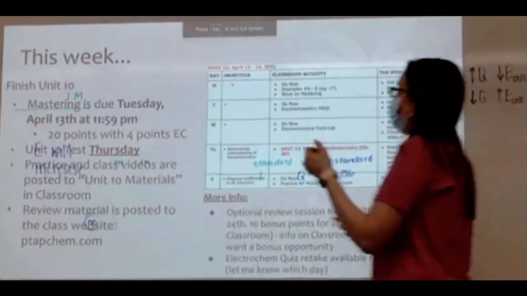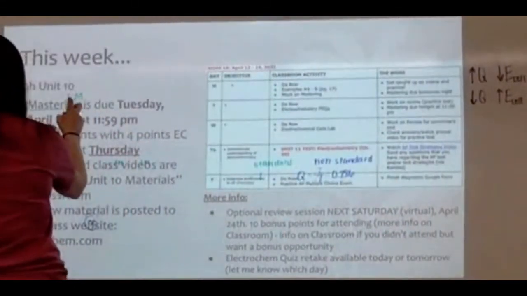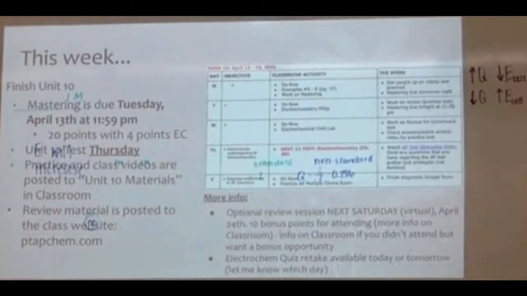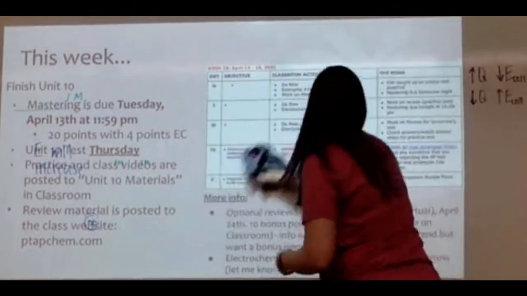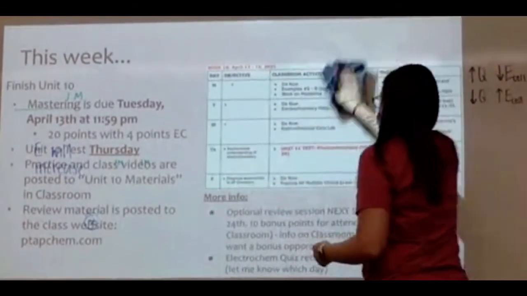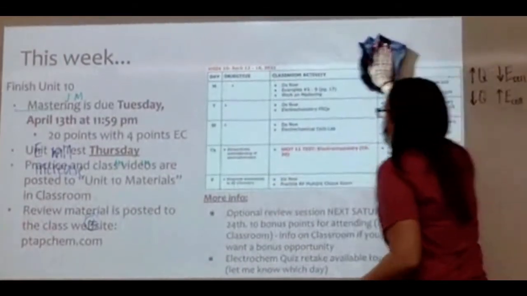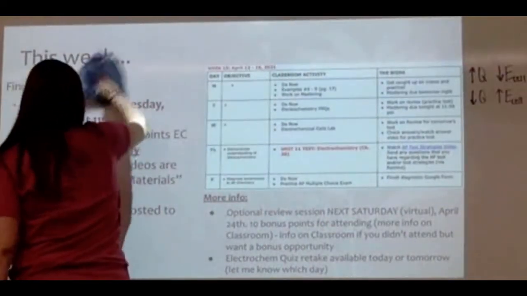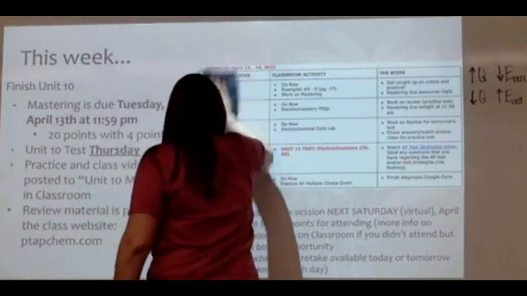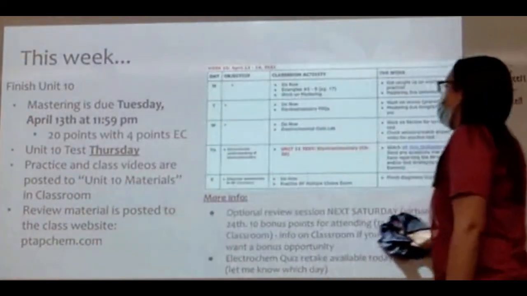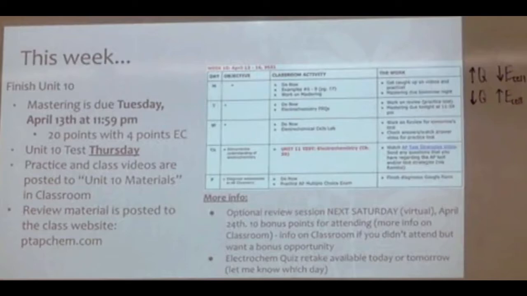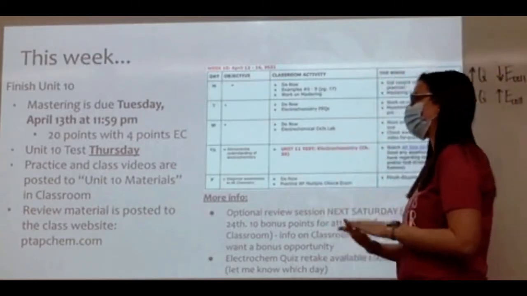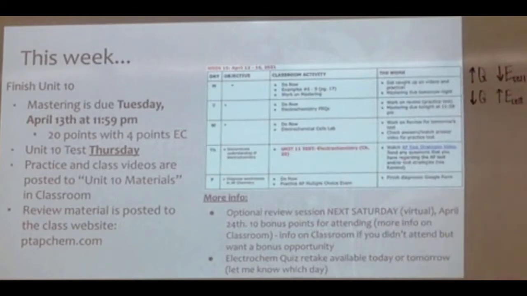So what we're going to do is talk just a little bit about this week, and then go through some examples for today. This week we're going to finish up Unit 10. Since we're finishing up Unit 10, that means we have mastering due. Remember, mastering is due tomorrow. And along with mastering, our Unit 10 test on electrochemistry, redox and electrochemistry, is Thursday.